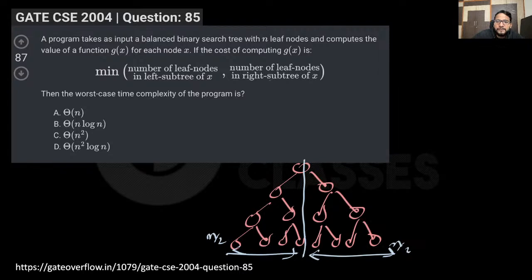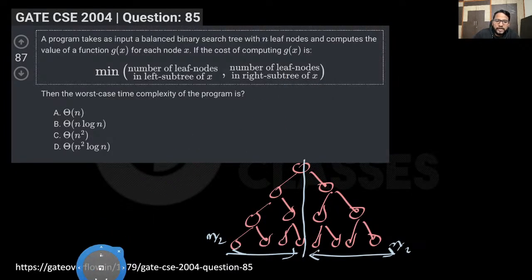Anyway, what they are saying is that if there are n leaf nodes and they want to compute a function gx such that the cost of computing gx is this much. Yeah, this is very interesting. Let me go to the next page and let me tell you what they are trying to ask.